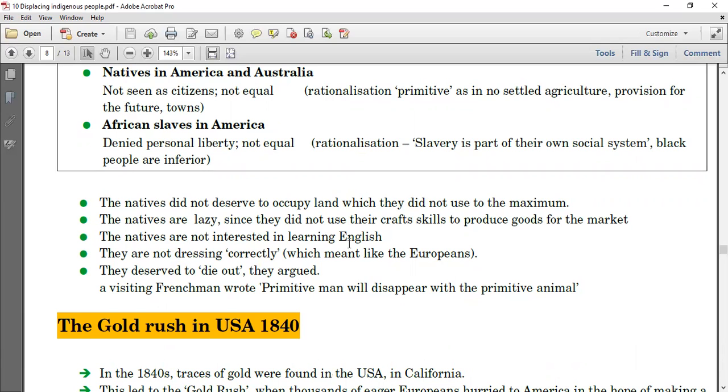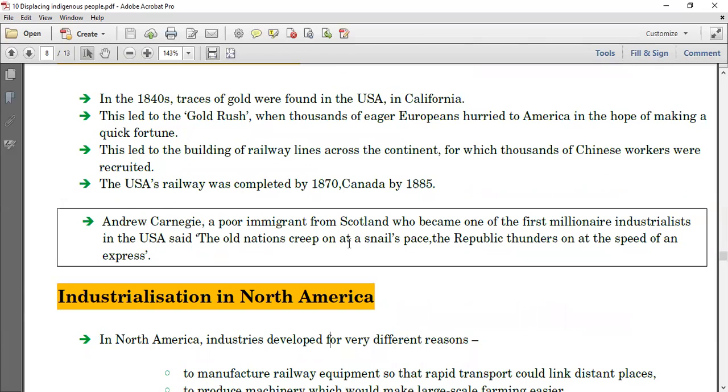The gold rush in the USA. In 1840, traces of gold were found in California. This led to a gold rush where thousands of eager Europeans hurried to America in hope of making a quick fortune. This led to the building of railway lines across the continent, for which thousands of Chinese workers were recruited. The USA's railway was completed by 1870 and the railways in Canada by 1885.